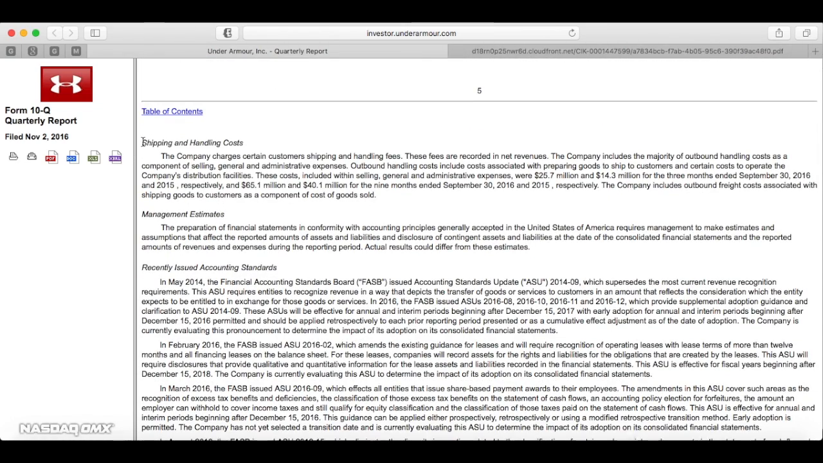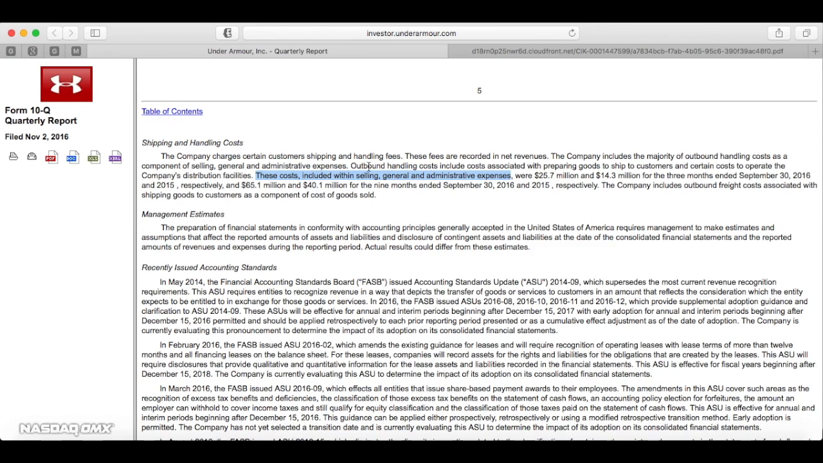Next thing they go, shipping and handling costs. So I thought this was interesting. Under Armour puts that right on the top. So you can see how much it costs Under Armour over the last couple years to just ship things out. And so they're actually breaking out, remember what I said that Under Armour kind of grouped all their costs all in one. And so you notice that shipping and handling costs, these costs are included within selling, general, and administration expenses.